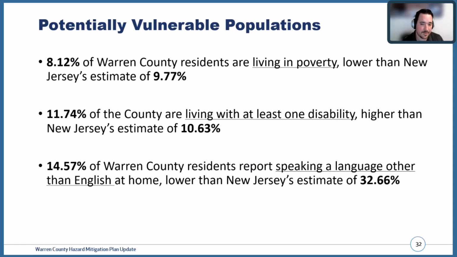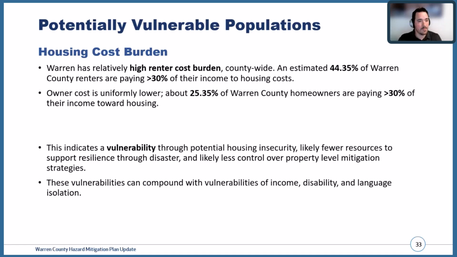And then in Warren County, speaking more than one language at home other than English is around 14.57%, which is half of New Jersey's average of around 32.66%. So it's mostly English speaking in the county as a whole.